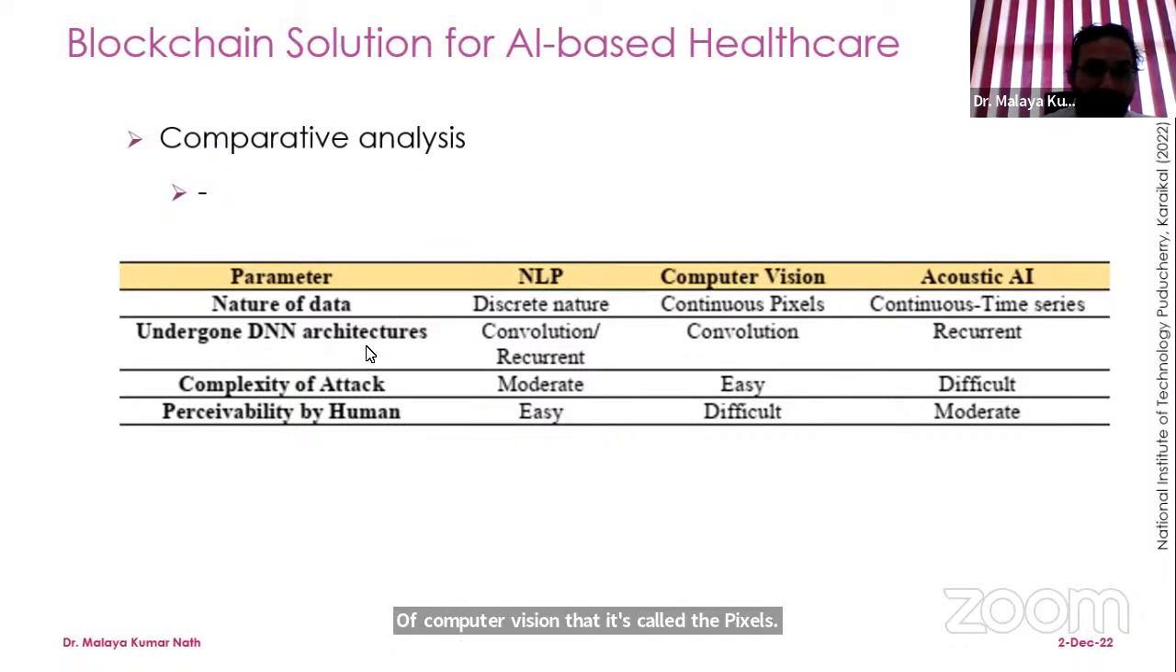So if we look into the DNN architecture, in case of NLP, people are using convolutional or recurrent neural networks. In computer vision, people are using convolutions, and in acoustic, recurrent neural networks. The complexity of attack in case of NLP is very moderate. In computer vision, it is easy to attack. In acoustic, it is difficult. Perceivability by humans in case of NLP is easy. In case of computer vision, this is difficult, and in acoustic, this is moderate.